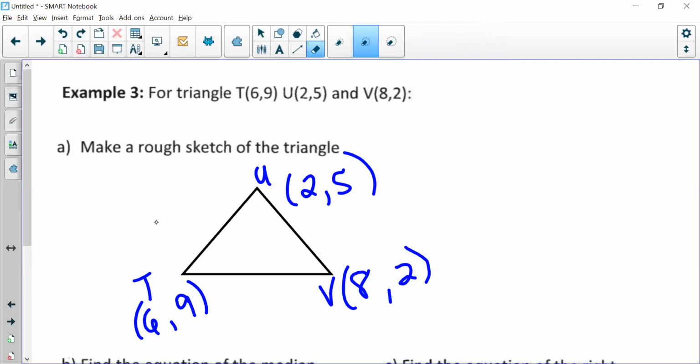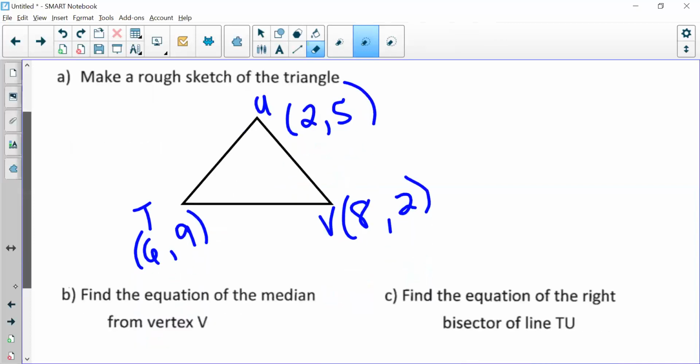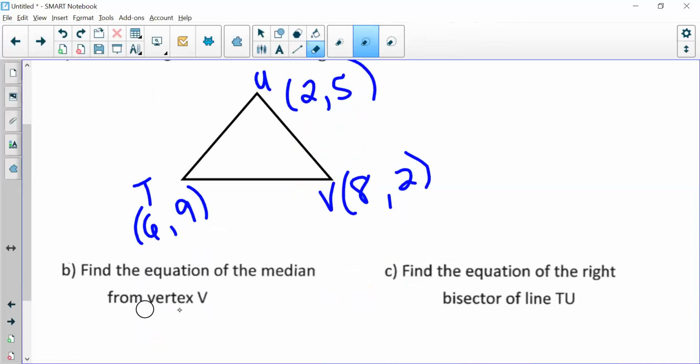Okay. He has us write the equation of the median from V. I'm going to do a rough sketch of what that median is going to look like, and then we're going to work with that information. Median, what do you guys remember about median? Middle. Goes right through the middle of the road, right? So if it's coming from V, what's it connecting to? The midpoint of T and U.